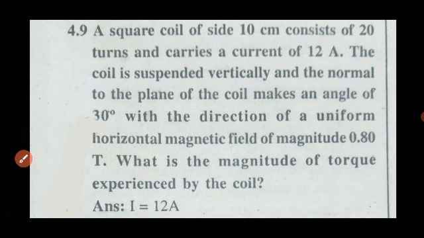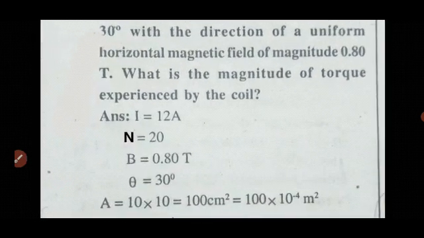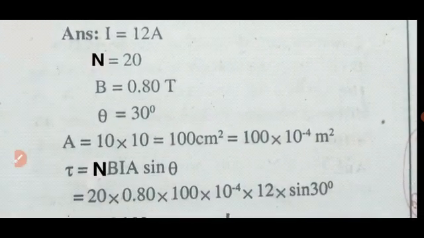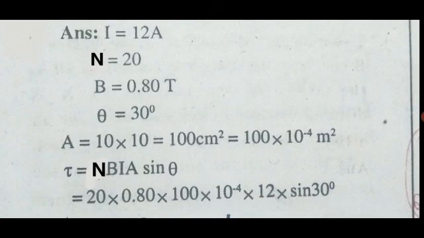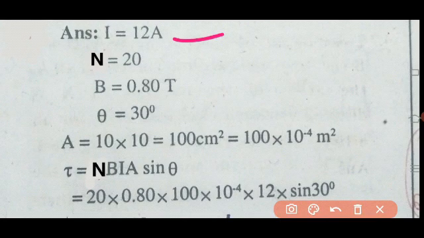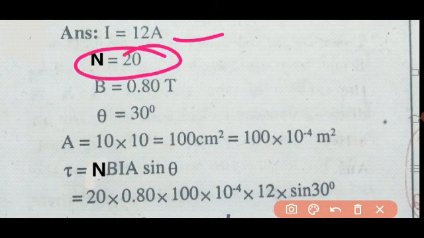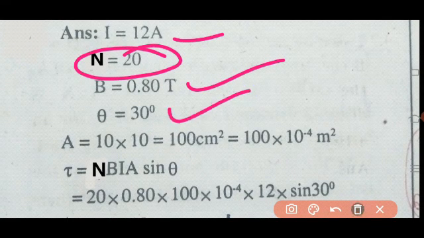Then simply use the equation, that is tau equal to NBIA sin theta. So given is current 12 amps. What is the total number of turns? 20. What is the magnetic field? 0.80 Tesla. What is the angle? 30 degrees. Then what is the area here?